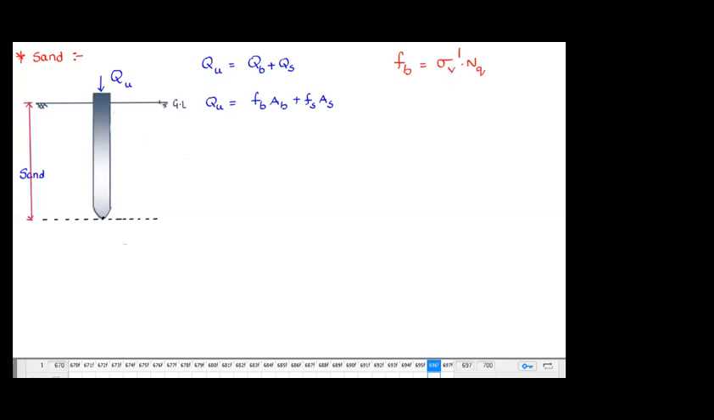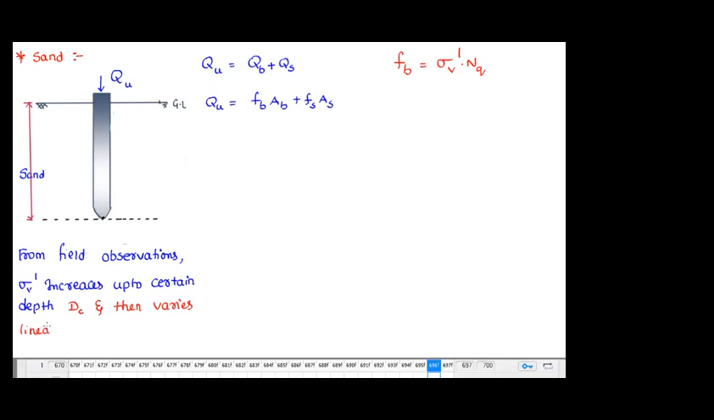Now the point is this sigma V dash. Now, from the field observations, what is happening is the vertical stress sigma V dash increases up to a certain depth Dc and then varies linearly and then remains constant due to arching effect. What is that? Due to arching effect.